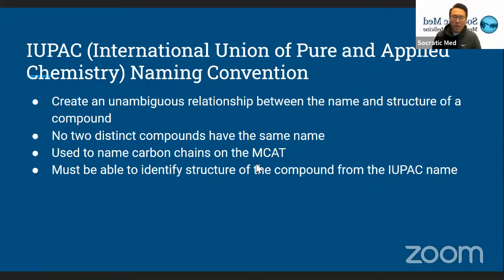And so we mainly use this to name long carbon chains on the MCAT. For the MCAT, you're going to need to be able to identify the structure of a compound from its name, and also be able to identify what the name is just by looking at the compound.